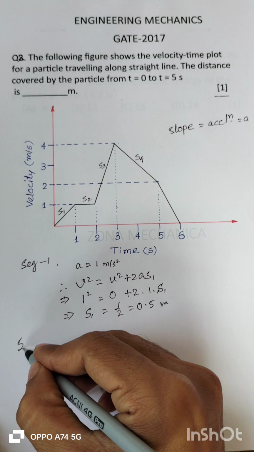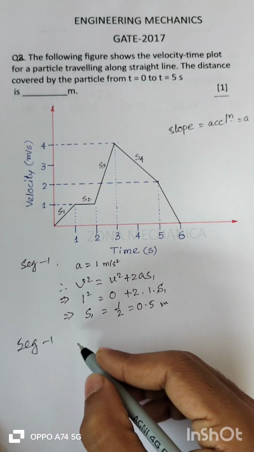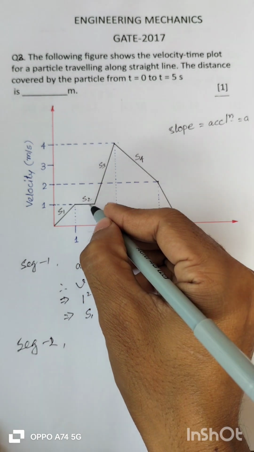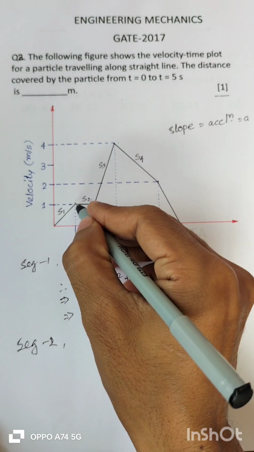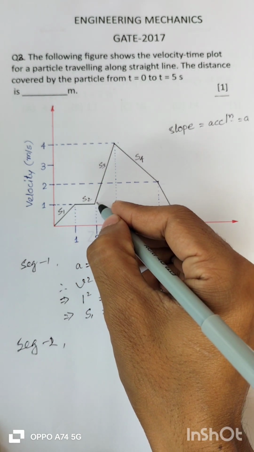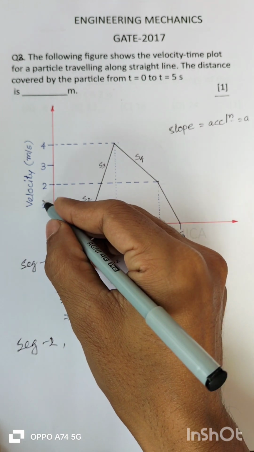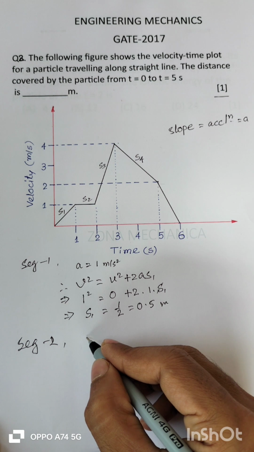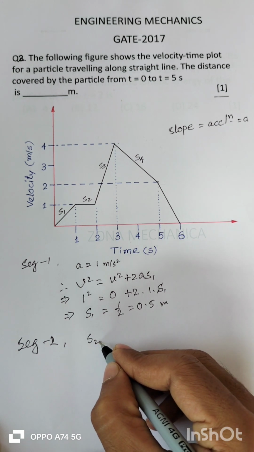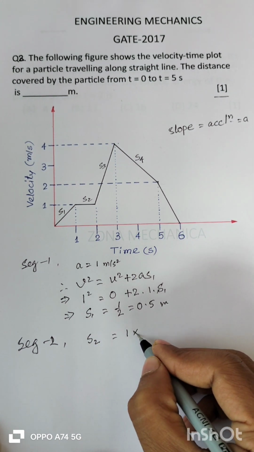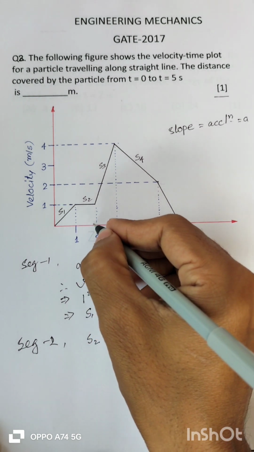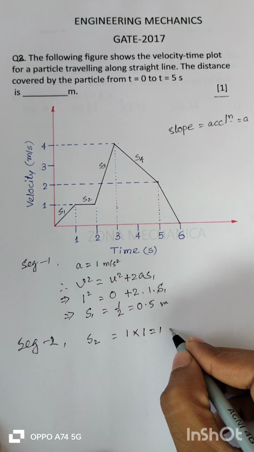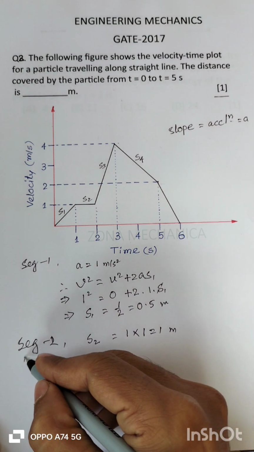For segment 2, this is a uniform horizontal line, so uniform velocity, that is the value of the velocity is 1. Therefore s2 will be 1 into the time difference, 2 minus 1, which is 1, so 1 meter.